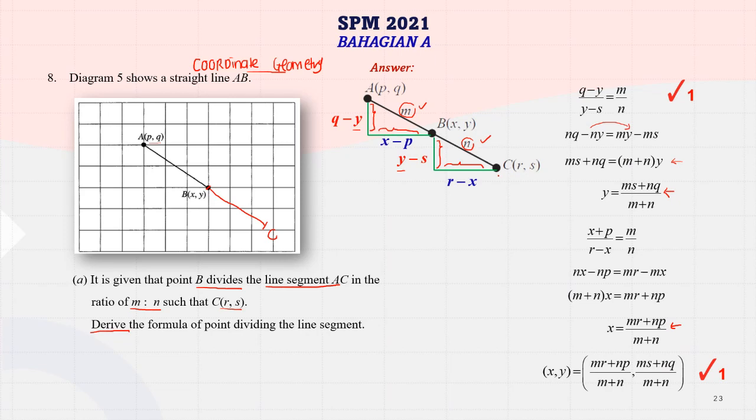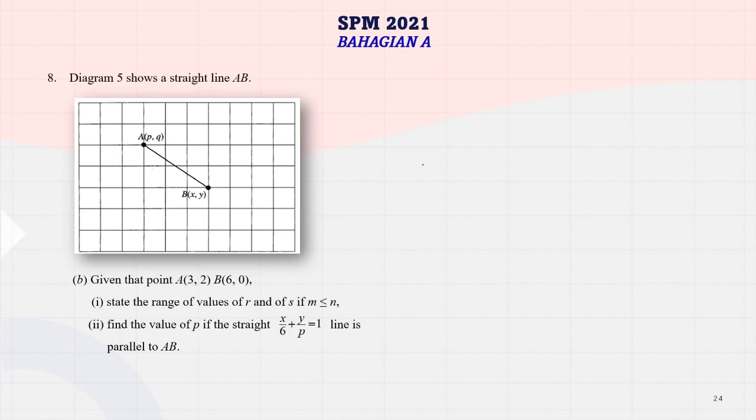So kita tengok next question, B. Given that point, kita dah tahu dia punya ratio and then kita bagi tahu, dia bagi pula yang B tak. Given that point A adalah 3, 2, B adalah 6, 0. The same thing but this time A and B dia ada coordinate dia. And then state the range of value of R and S if M is less than N. Ini quite tricky kat sini kita tengok.